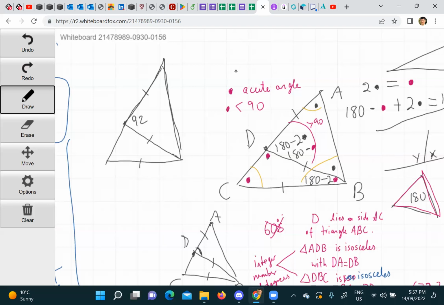Okay, so that means the red dot now has to be 88. And if it's 88, this other angle here has to be, well, it's basically 4, right? And if this angle is 4, this is 44, this is 44, yeah?